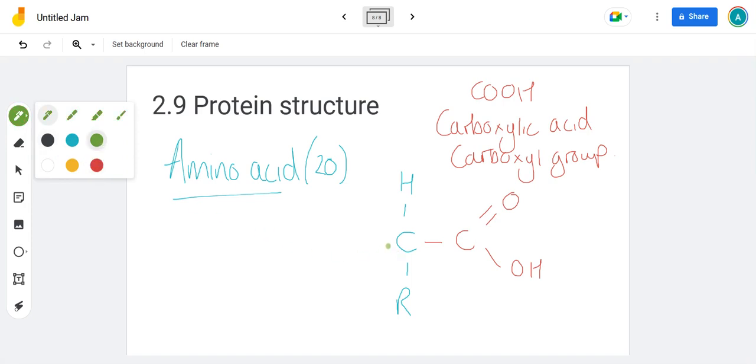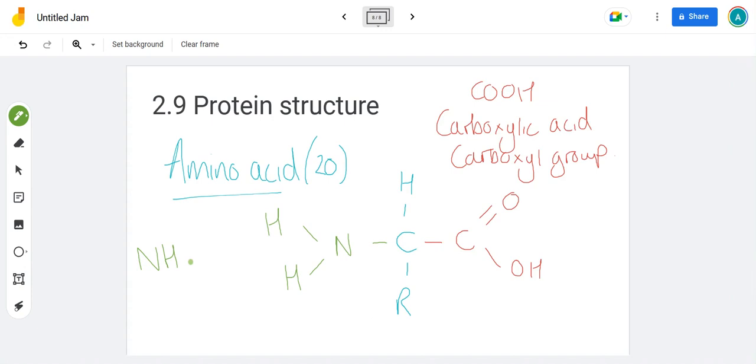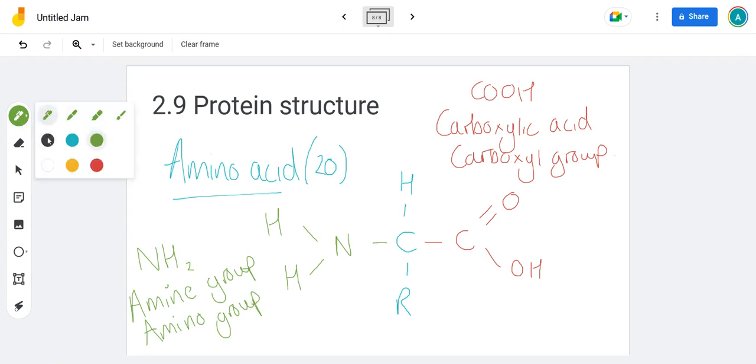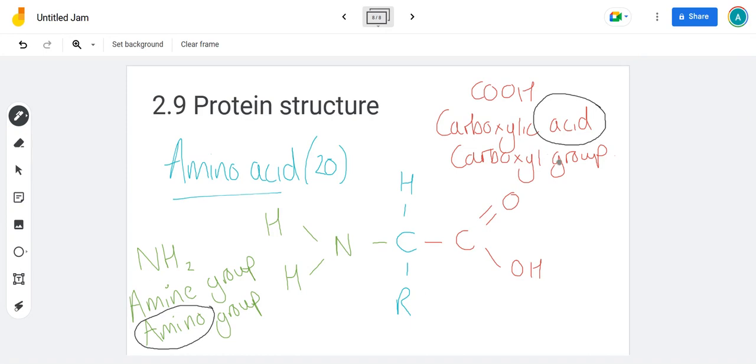On the left-hand side, we've got NH, two H's, so it's NH2. And that NH2 group is called an amine group, or sometimes you might hear it called an amino group. Okay, and that tells you then why it's called an amino acid, because we've got an amino group on this side and an acid on this side, so it makes an amino acid. So make sure you're able to draw that and label what the different parts are.